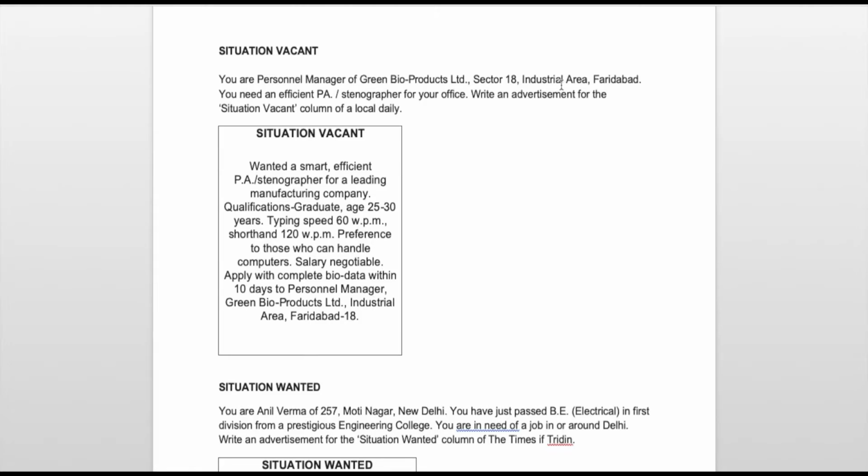As I said, all the advertisements are put up in the classified column of a local daily. The classified column has various sub headings. One of the headings is situation vacant, where the employers put up all the services they need, all of the services they are short of, and if the persons are applicable, they can apply for the same post. The first question is asking us to draft an advertisement of situation vacant.